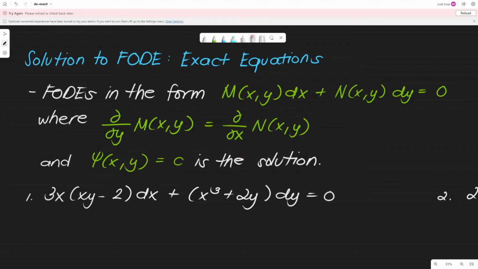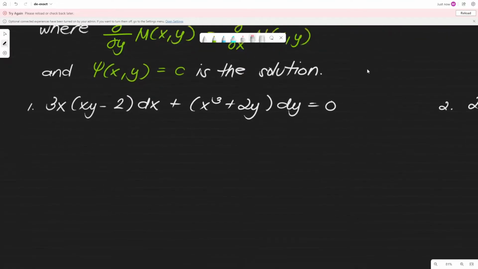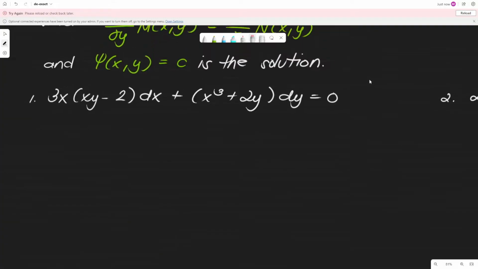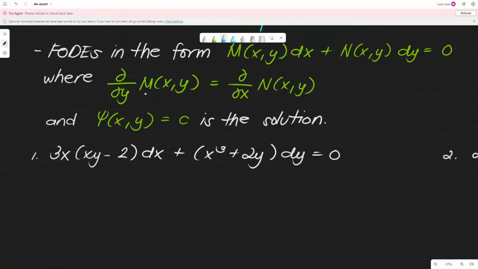So we have here the differential equation 3x times (xy minus 2) dx plus (x cubed plus 2y) dy is equal to 0. So let us first determine if the equation is exact. How are we going to do that? First, let us identify what is M of xy and what is N of xy, so that we can get the partial derivative of the functions in respect to y and x respectively.